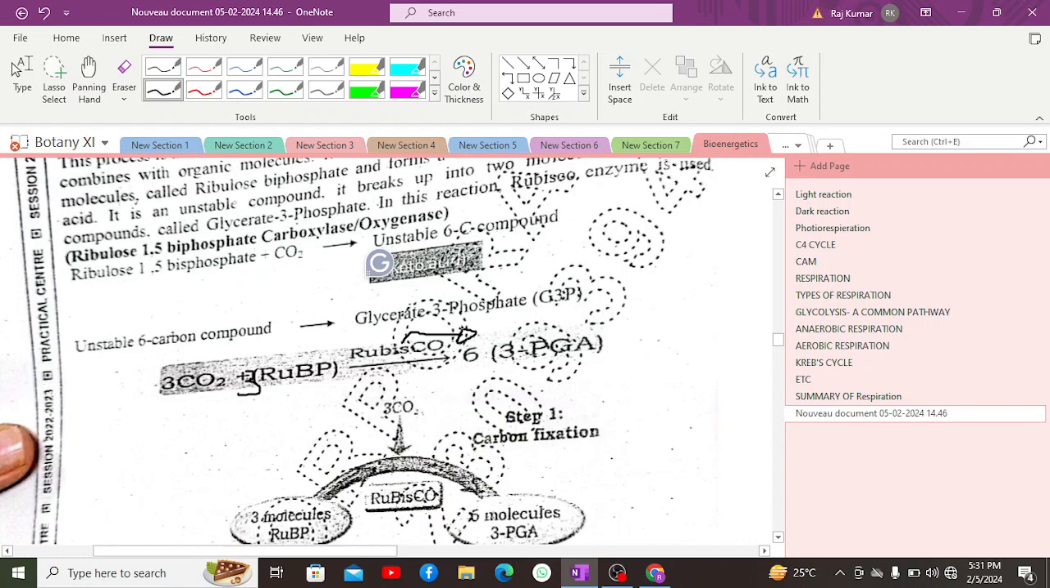It has more affinity with carbon dioxide, but in case of low carbon dioxide concentration, it will perform oxygenation. If carbon dioxide and oxygen are present in equal amounts, at that moment it will perform carboxylation because it has more affinity with carbon dioxide. Likewise, Rubisco performs carboxylation such that it fixes the ribulose bisphosphate with carbon dioxide, due to which it forms 6 molecules of 3-phosphoglycerate.